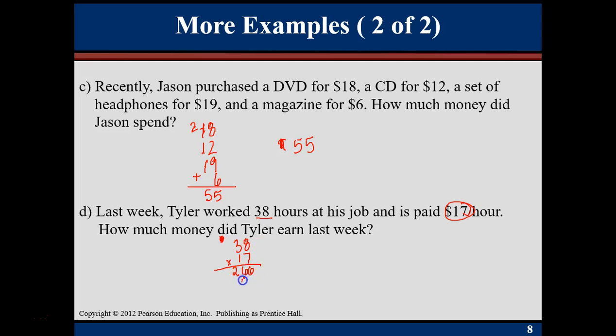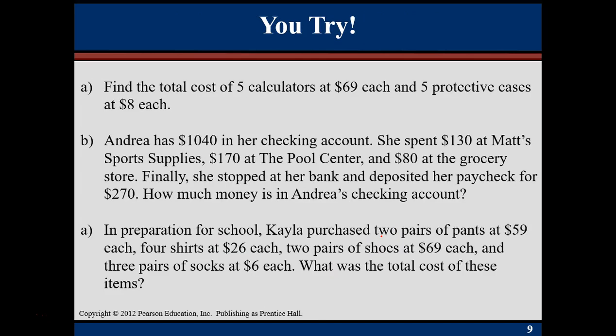1 times 8 is 8. Put it underneath the 1. 1 times 3 is 3. Add these together. I have 6. This would be 14, so I need to carry the 1, and I get a 6. So he made $646 last week. Take a minute to pause the video and see if you can find the answers to these.